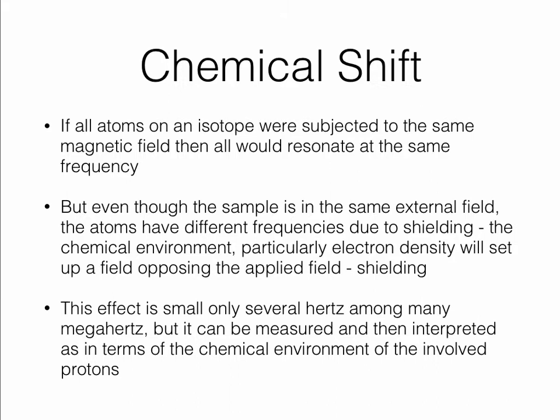If all the atoms of an isotope were subjected to exactly the same magnetic field, then they would all resonate at the same frequency. But even though the sample is subjected to the same external field, the atoms of individual isotopes will have different frequencies due to shielding. The chemical environment, particularly electron density, will set up what's called a diamagnetic response. It will set up a field that opposes the applied field. That's called shielding, and it means that the magnetic field that the actual nucleus is subjected to is slightly smaller than the actual applied field.